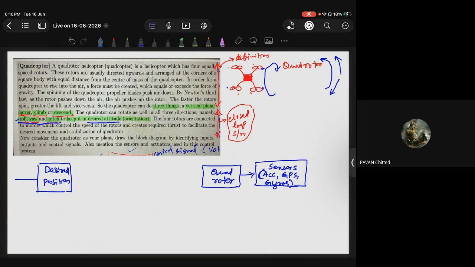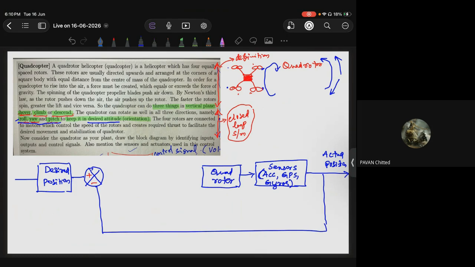Now, since I have a desired position, I need to have something as the actual position. Clear? Now I want to compare these two things. So here we have this summing point or comparator. You want to compare these two, desired versus the actual. So I'll take feedback here. Since I'm already measuring using all these sensors, this is the feedback.